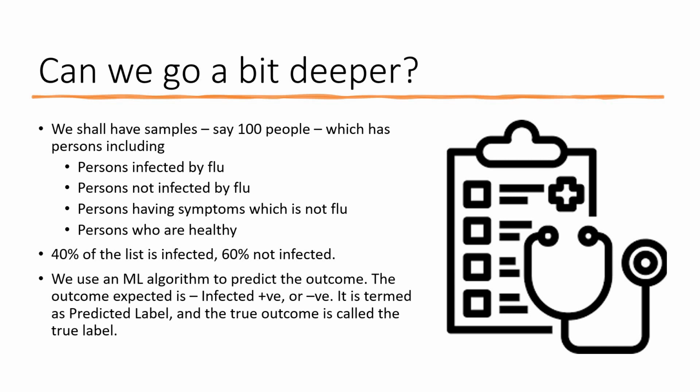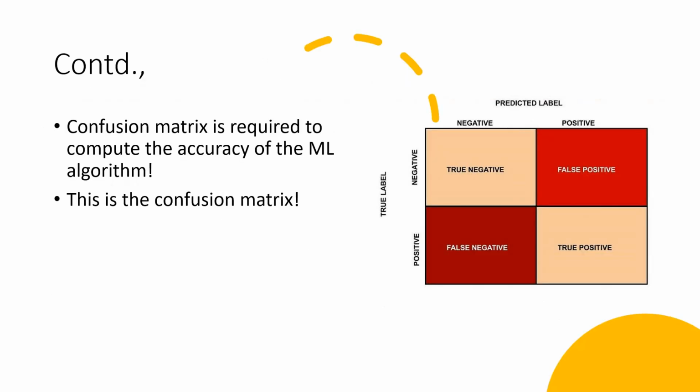Now we have got the ML algorithm and it has to predict the outcome. The outcome predicted is infected, which is positive, or negative. It is termed as the predicted label. And the true outcome is called the true label. This is a very important terminology. Please understand, the outcome predicted, that is infected, positive or negative, is termed the predicted label, and the true outcome is called the true label.